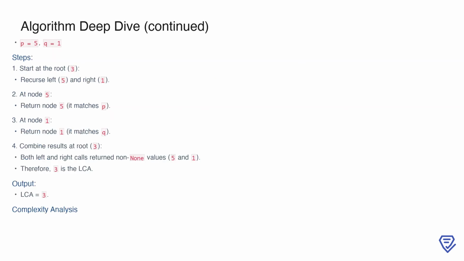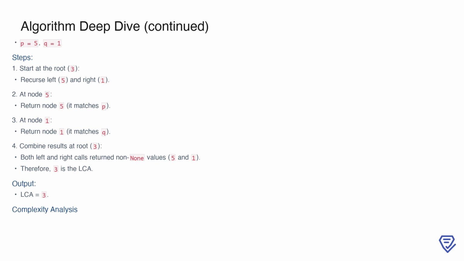Let's look at an example to see how the algorithm works in practice. Consider a binary tree with the root node 3 and two target nodes, P equals 5 and Q equals 1. Starting at the root, we recurse on both its left and right subtrees. In the left subtree, we reach node 5, which matches P, so we return node 5. In the right subtree, we reach node 1, which matches Q, so we return node 1.